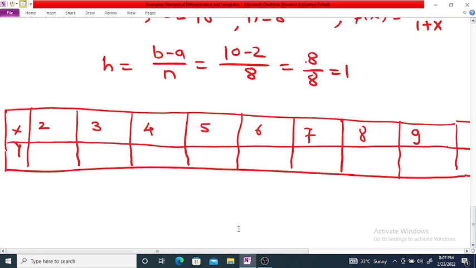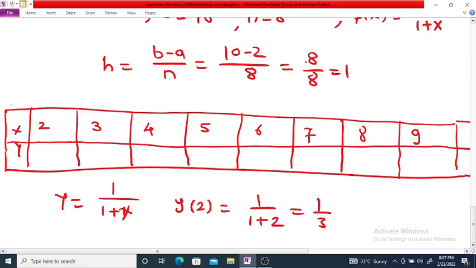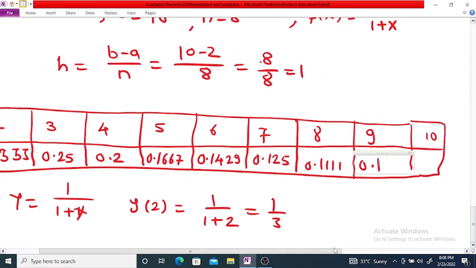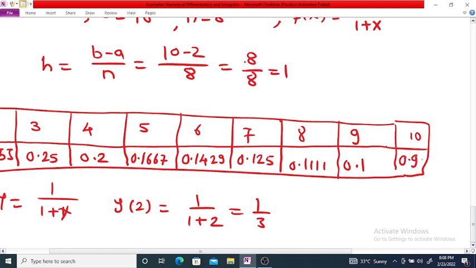So now if you substitute here, first what is y? Y is equal to 1 divided by 1 plus x. So y of 2 is 1 divided by 1 plus 2, so it is 1 divided by 3, which is 0.333. When we take 3, it is 1 divided by 4, so it is 0.25. Then for 4 it is 0.2. For 5, it is 0.1667. For 6, it is 1 by 7, which is 0.1429. For 7, it is 1 by 8, which is 0.125. For 8, it is 0.1111. For 9, it is 0.1, and for 10, it is 0.0909.